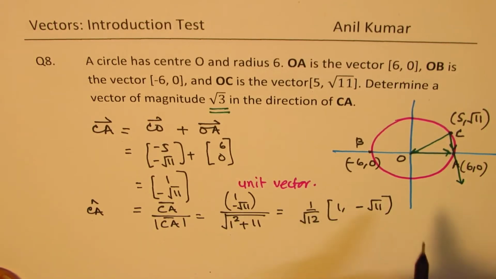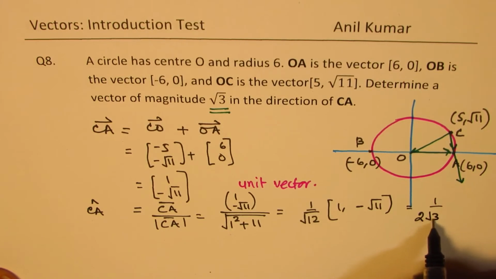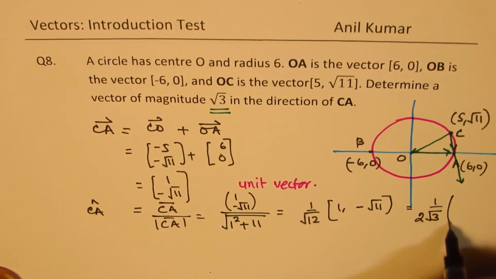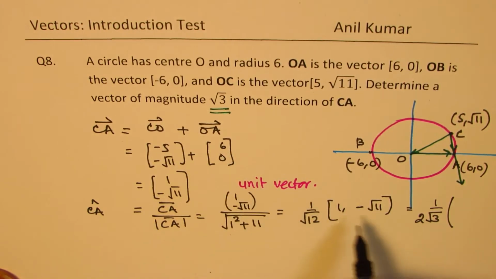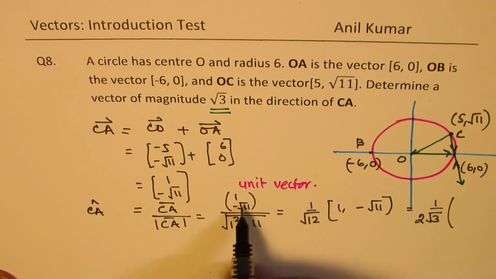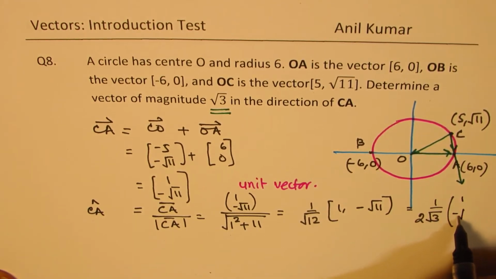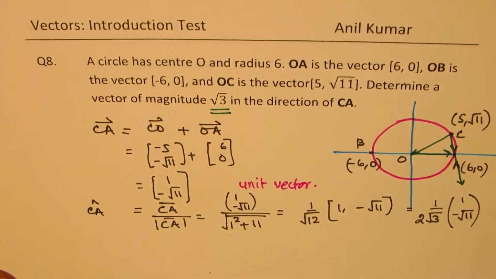Now, square root of 12 is basically 4 times 3, so you can write it as 2 square root 3. Right? So either way you could write your vector. So you can write column or row form. So let me write down in the column form once again, (1, minus square root of 11). Correct? So that is the unit vector.